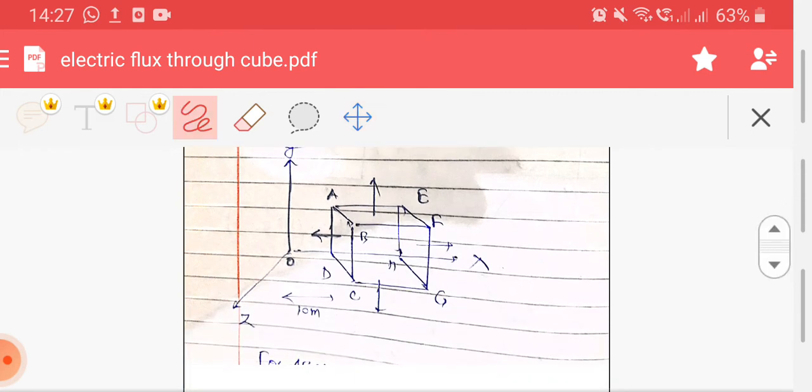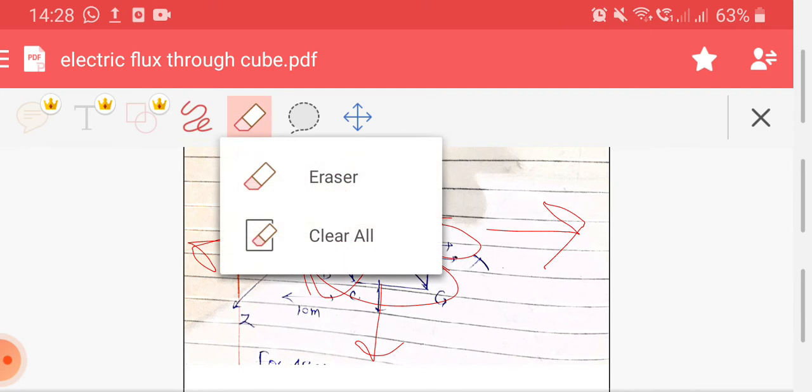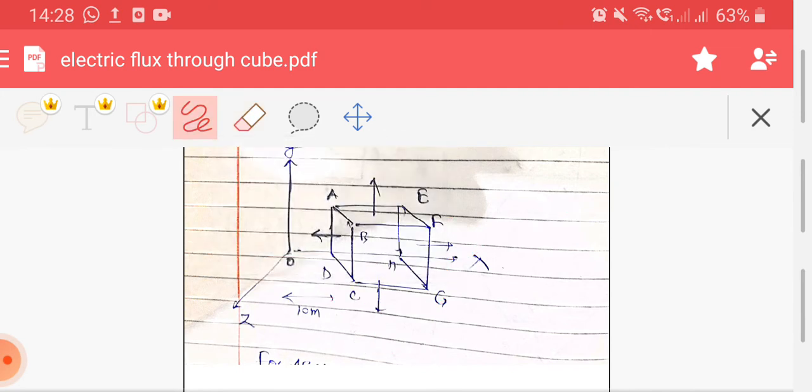So this is basically the cube. This arrow shows the direction of face EFGH. This arrow shows the direction of face ABCD, and this arrow shows the direction of face DCHG. So there are 6 faces and 6 directions.